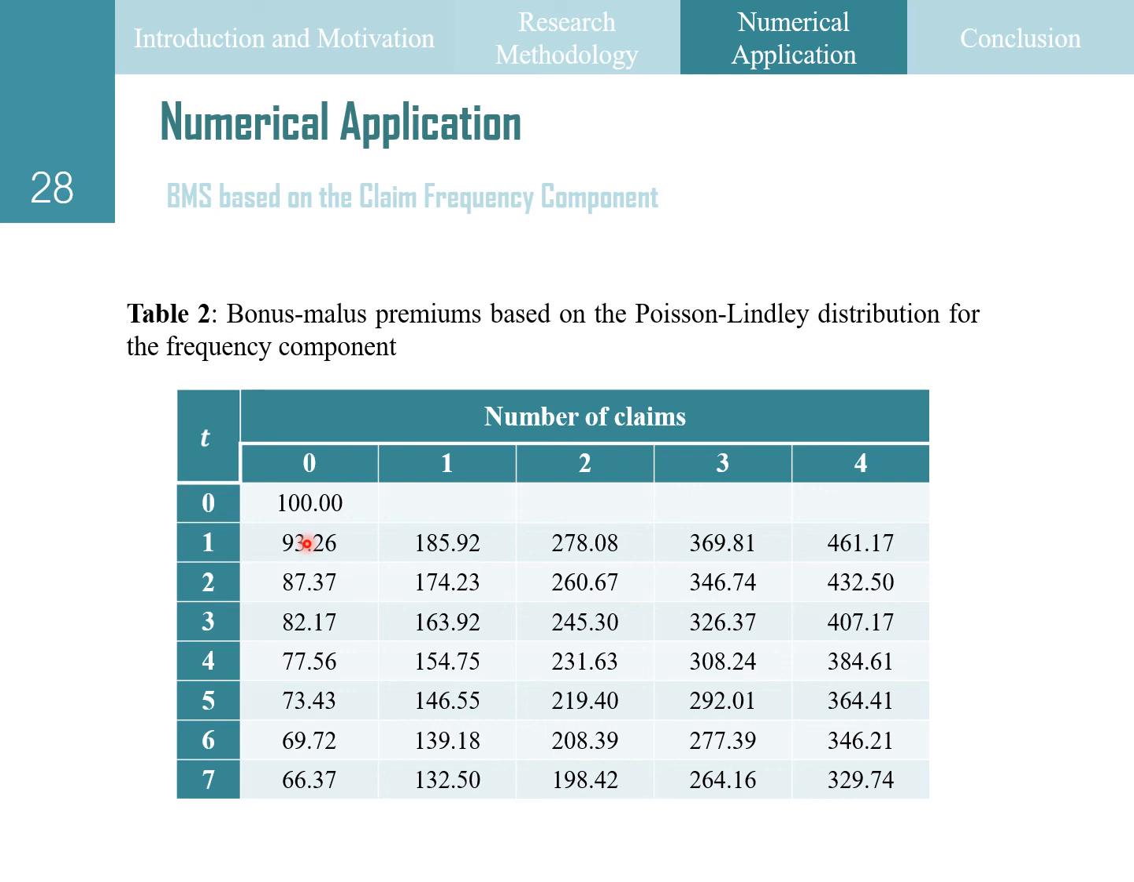On the other hand, policyholders who made one claim during the first year must pay a malus at 85.92% of the base premium. Premium decreases if the policyholder had a claim-free year and increases if a claim occurred.